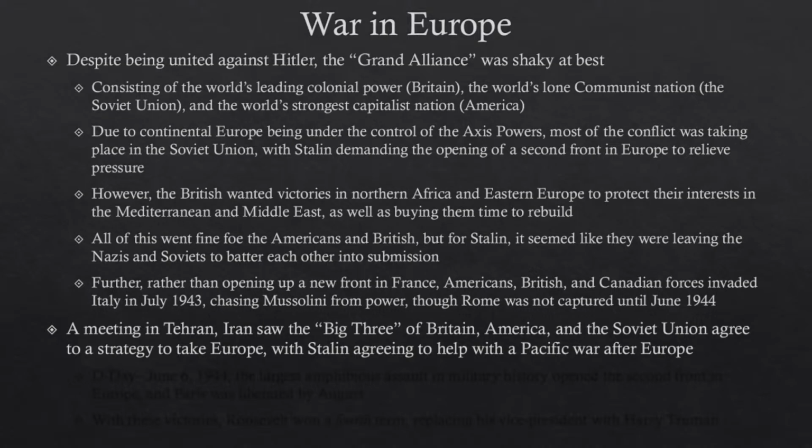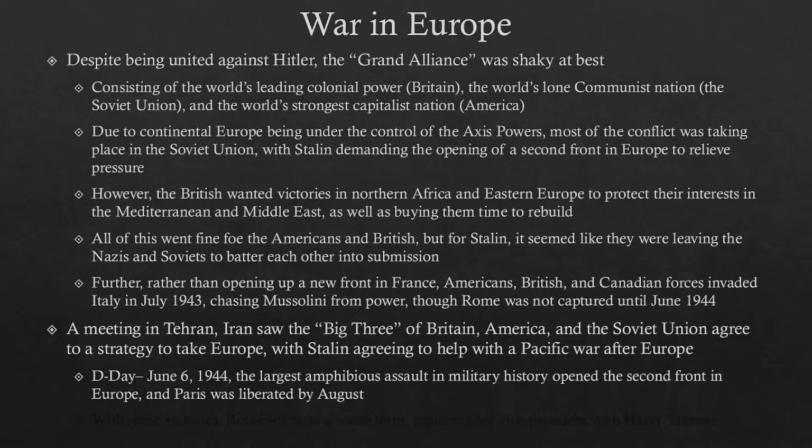So they met in Tehran, Iran, because that was the central point, because obviously Stalin's way over here compared to Britain and America. So they agreed upon a strategy to take Europe, and Stalin agreed to help with the Pacific War once Europe was taken care of, once Hitler was gone, because Russia's big, and they're also in the Pacific, technically. And they did somewhat stick to their word.